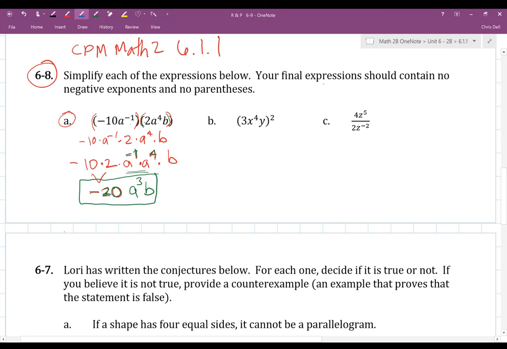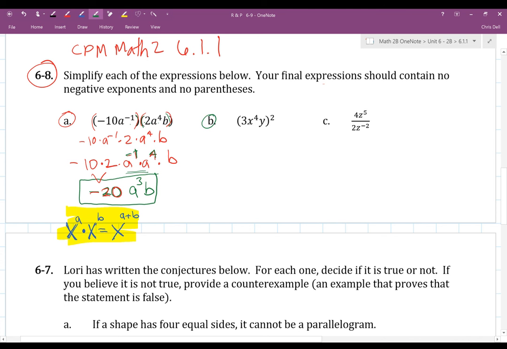One of the rules with exponents is when you're multiplying like bases, let's say x to the a times x to the b, the base doesn't change, but you add the exponents. That's one of the rules of simplifying exponents. So let's look at the next one, part B.